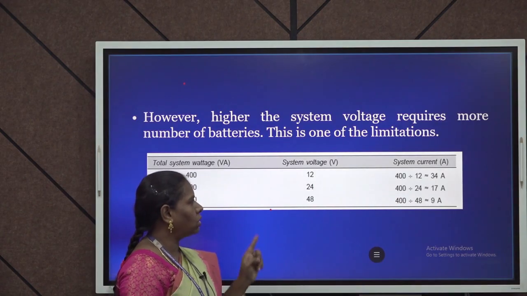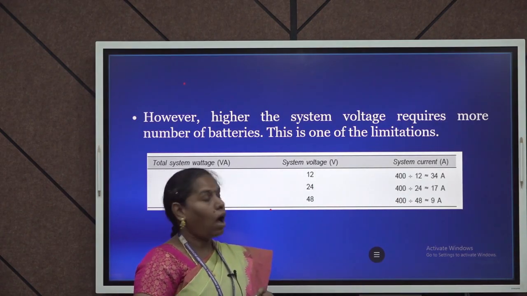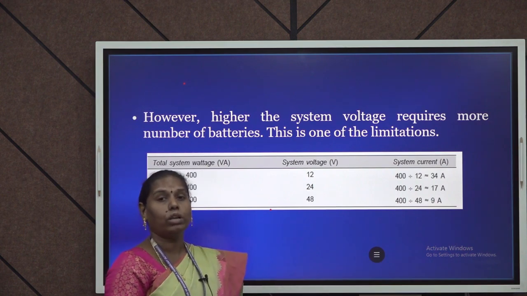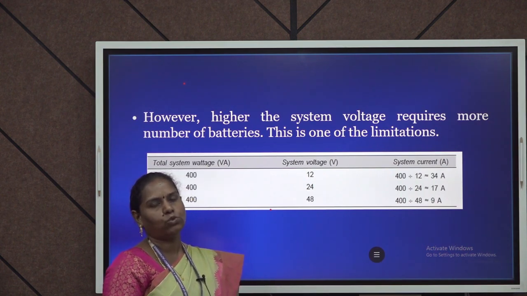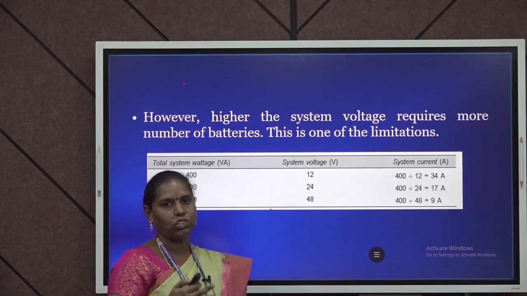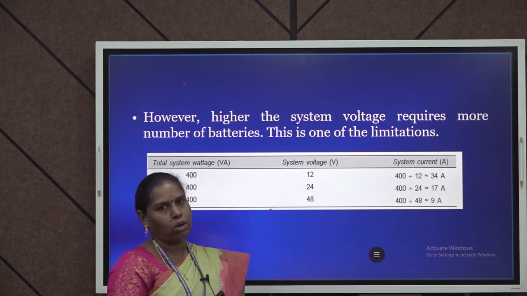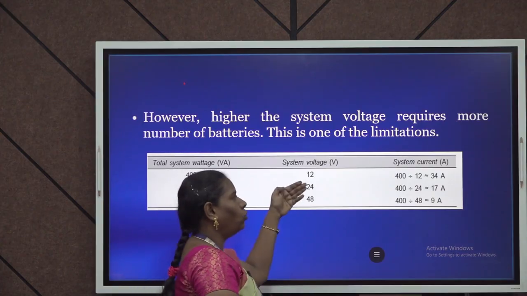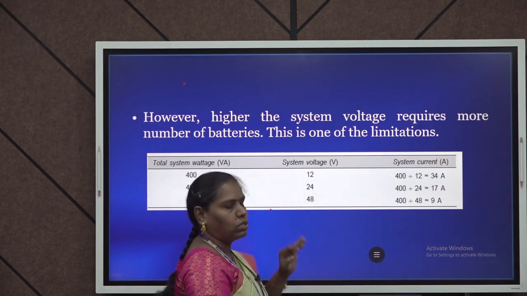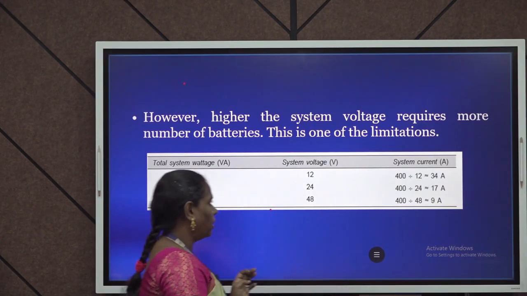But the problem is, if the system voltage is high, we need more batteries. So, battery cost matters in the design of solar PV systems. Battery is a major concern for the overall cost of solar PV systems. So, generally we prefer a 12 volt supply. This is for a cost constraint.